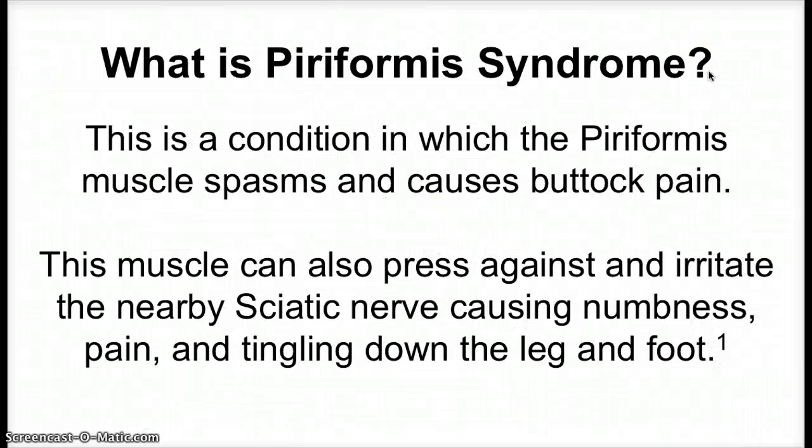What is piriformis syndrome? This is a condition in which the piriformis muscle spasms and causes buttock pain. This muscle can also press against and irritate the nearby sciatic nerve, causing numbness, pain, and tingling down the leg and foot.